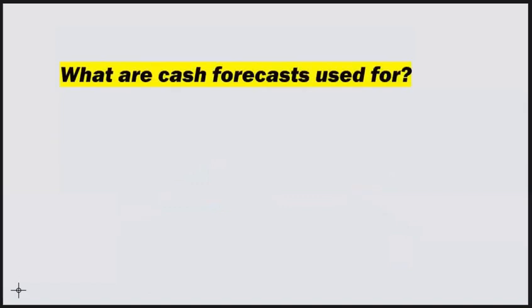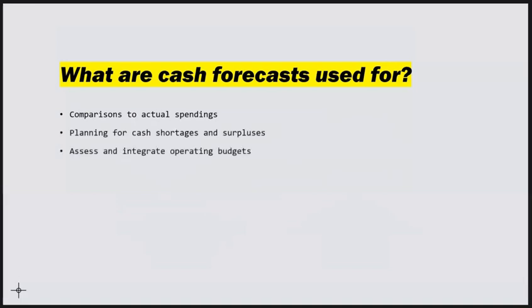What are cash forecasts used for then? Well, if we think back to our statement of cash flow, we can nail down some of the comparisons directly here. So we are able to compare our budgeted figures to our actual figures. We can also plan for any cash shortages and surpluses. It allows us to assess and integrate operating budgets as well.